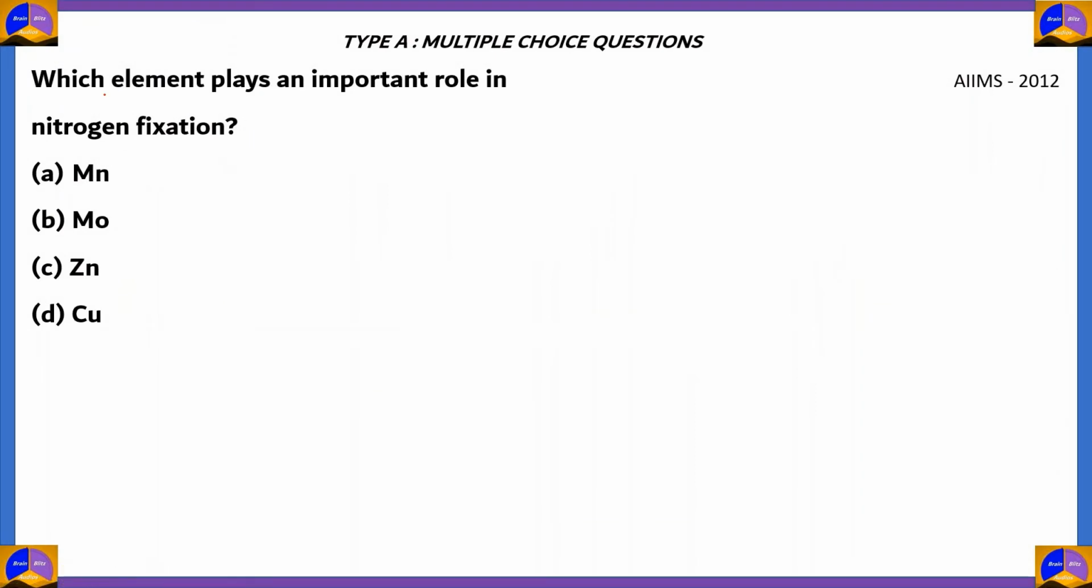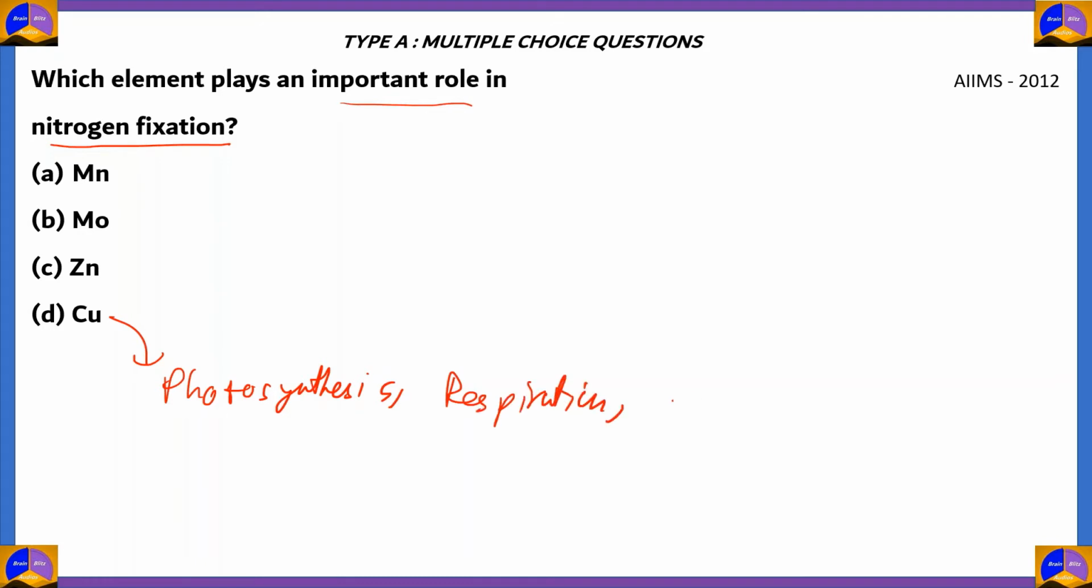Next question. Which element plays an important role in nitrogen fixation? So, nitrogen fixation. Let's find out the functions of the following elements. Option D, copper. Now, copper helps in photosynthesis, respiration, but most importantly, it helps in metabolism. So this is present in catalytic reactions. So option D is incorrect.